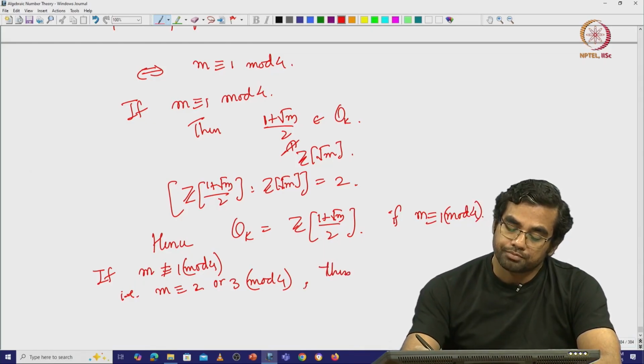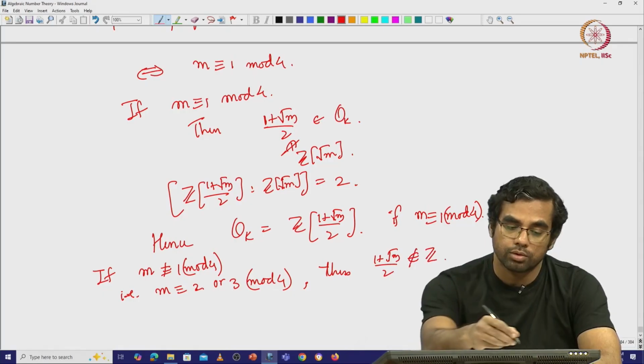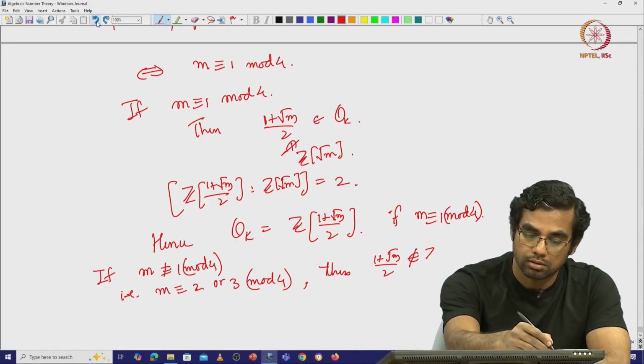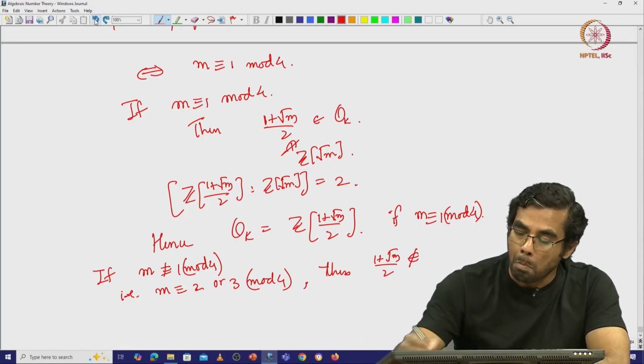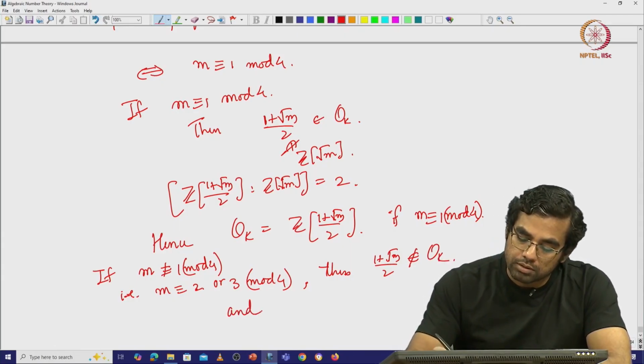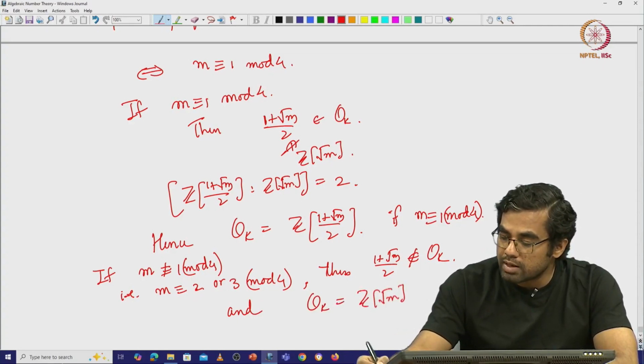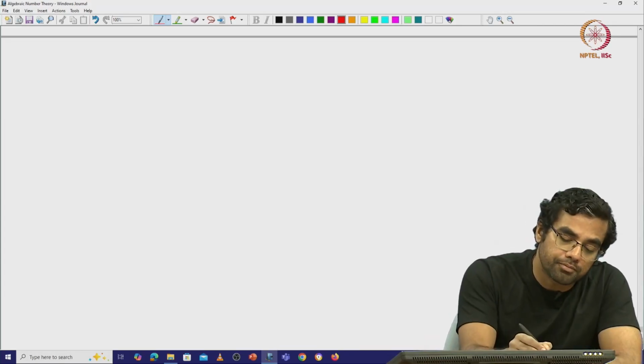Then (1 plus square root of m)/2 is not in O_K, and O_K is equal to Z[square root of m]. So, as a result, what have we proven?